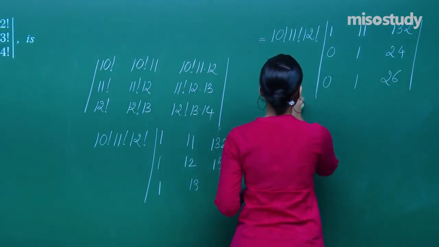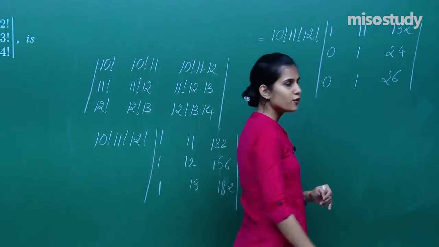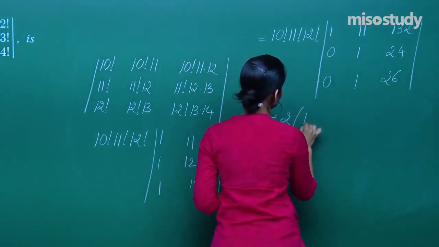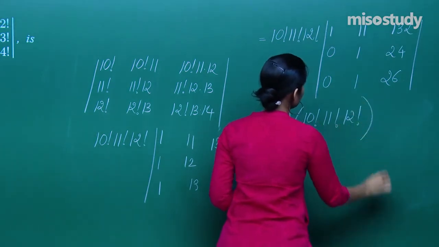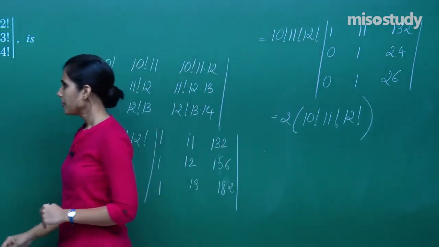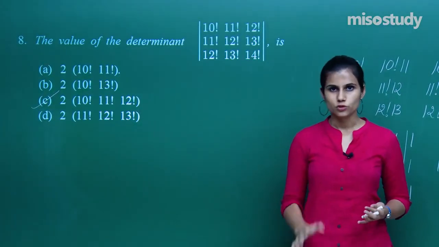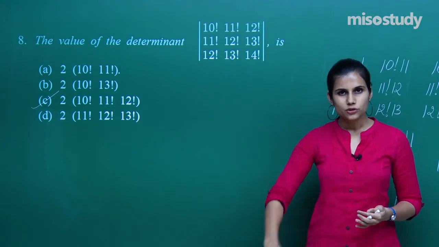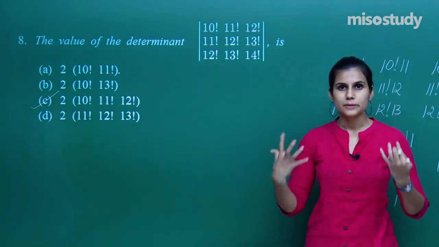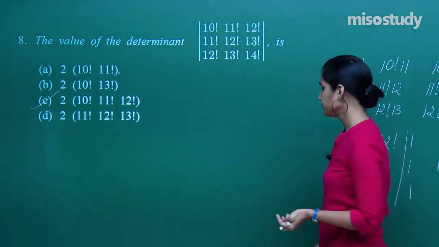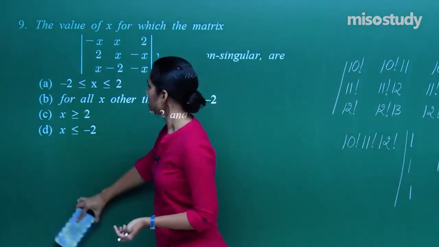Then when you expand this, what you get is 26 minus 24. 26 minus 24 is 2. Your answer is twice of 10 factorial into 11 factorial into 12 factorial. Okay? That's how you evaluate this determinant, by just the usage of factorial properties. So you can see how factorial comes into picture, how AP, GP, HP comes into picture and actually is demonstrated in the form of determinant. So all the concepts need to be very, very clear to tackle the questions of determinant.